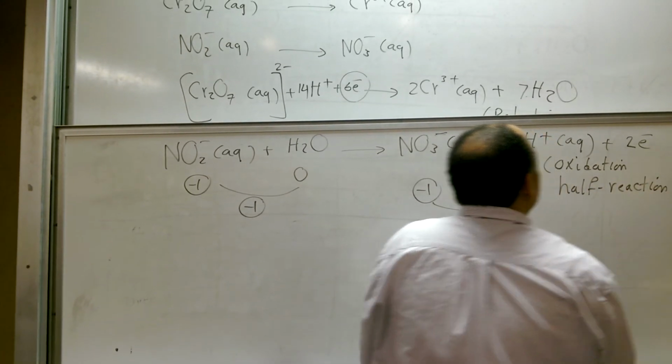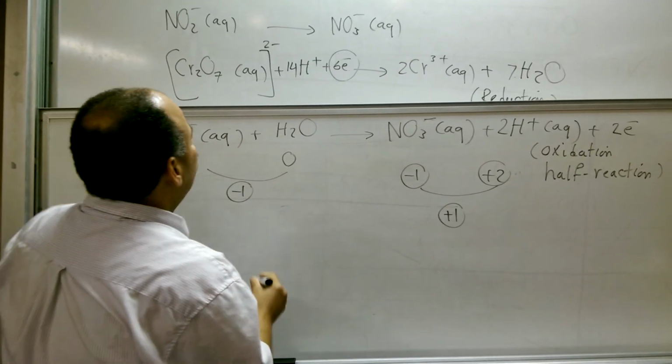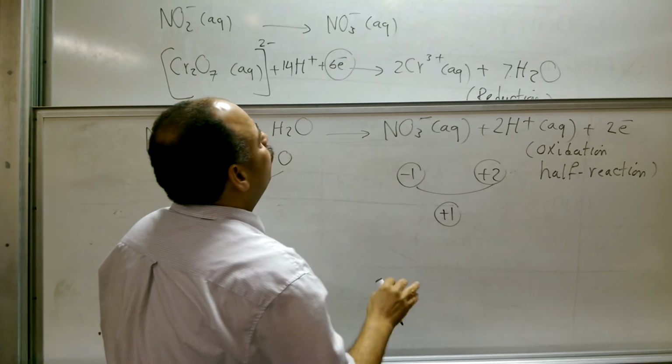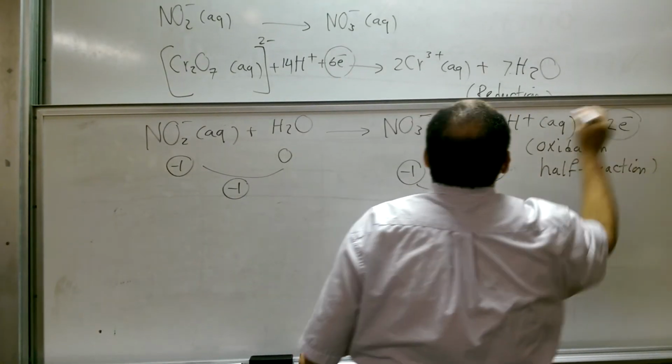All right, what's next? The next step is to add those 2 half reactions. But remember what we mentioned earlier is that the overall reaction should not contain any electrons at all. This one consumes 6 electrons. This half reaction produces 2 electrons.